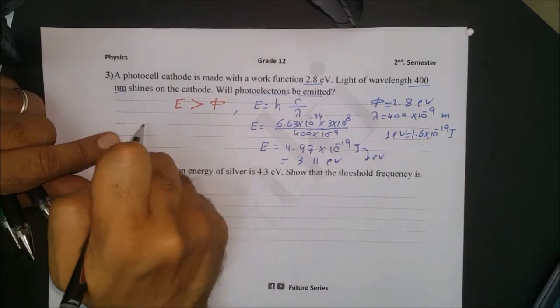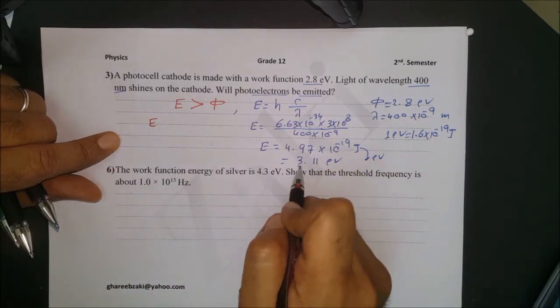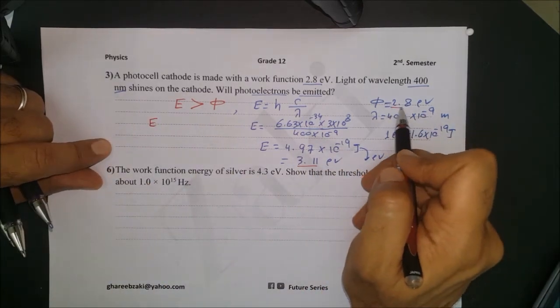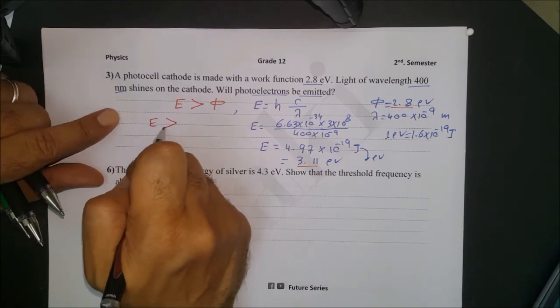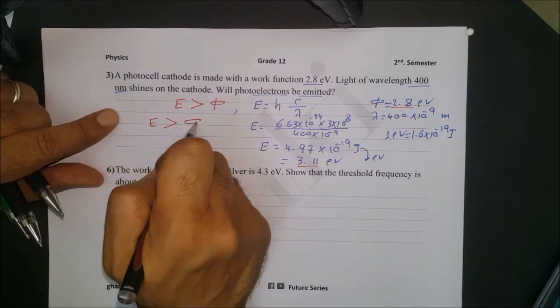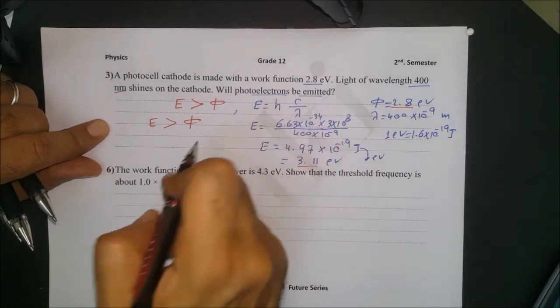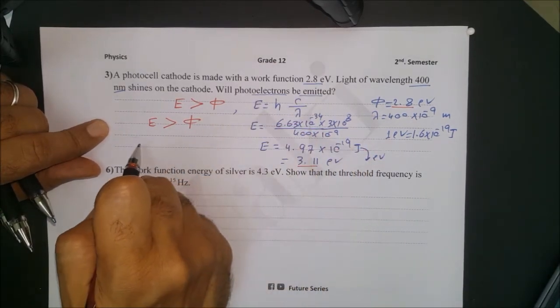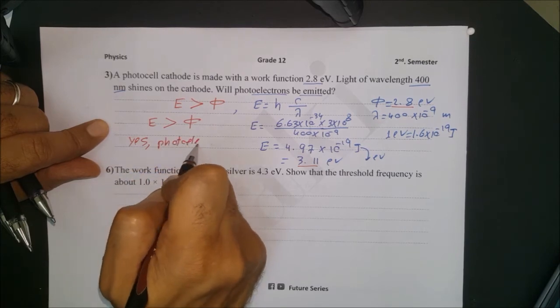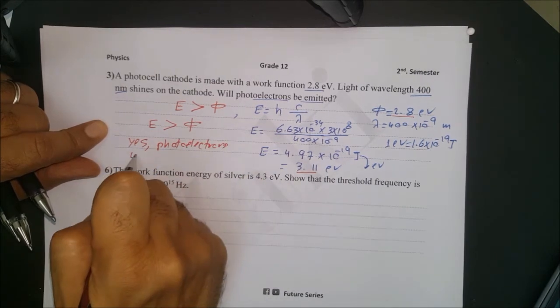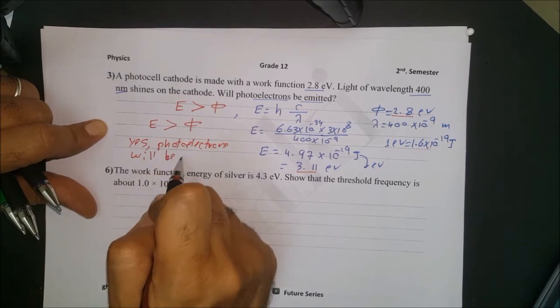You note that the energy of incident light is 3.11 and the work function 2.8, so the energy of incident light is greater than the work function. So the photoelectrons will be emitted. Yes, photoelectrons will be emitted.